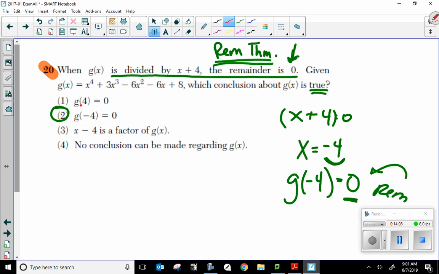If you did not know the remainder theorem, throw -4 in here for all your x's. See if it equals 0. It probably doesn't, because it's not an answer. You would throw -4 in for all these x's, and it would equal 0. Boom. So you could do that algebraically without knowing the remainder theorem.